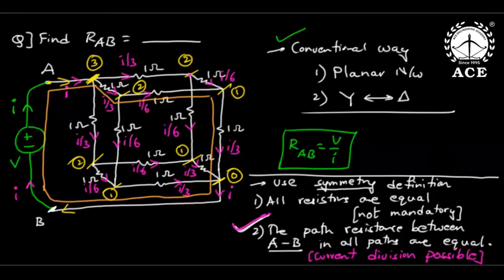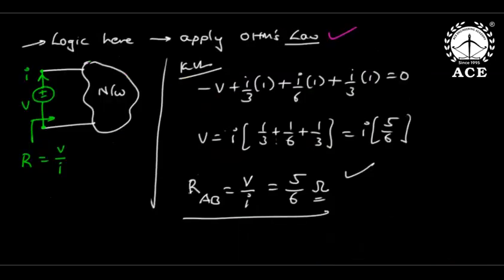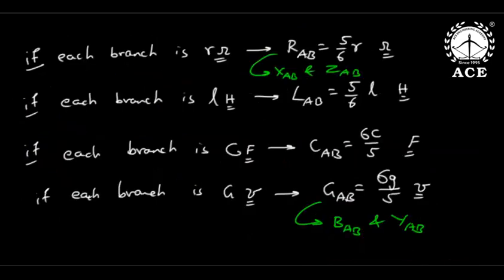So in that regard, I divided into I by 3, I by 3, I by 3, and I by 3 again into I by 6s, and here also I by 6s. Then all I by 6, I by 6, I by 3, and overall I. Now overall I. Then I confidently wrote a KVL. From that I got the answer. RAB is V by I, that is 5 by 6.